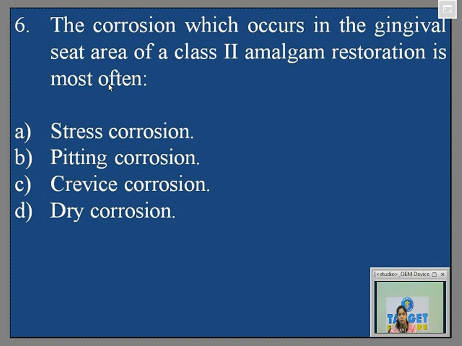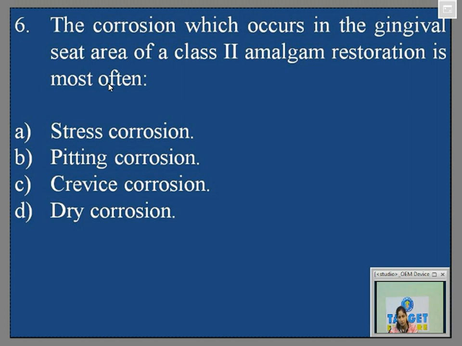So concentration cell corrosion or pitting corrosion is when any area of the tooth surface, or pits and fissures of a restoration or of a tooth, get covered with food debris, and that area will undergo concentration cell or pitting corrosion.